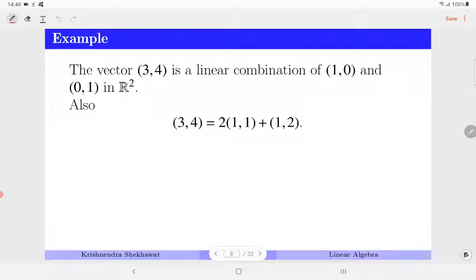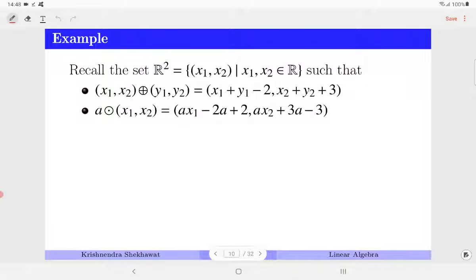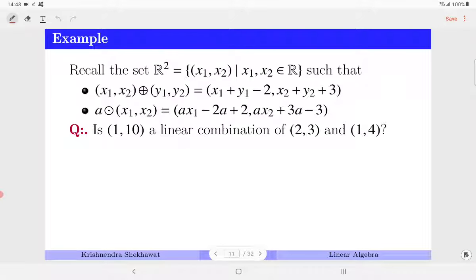Similarly, I can write (3, 4) as 2 times (1, 1) plus (1, 2), and I can also write it in many more ways, which means that (3, 4) is a linear combination of (1, 1) and (1, 2). Now recall that R2 for these given operations is a vector space. What do you think?